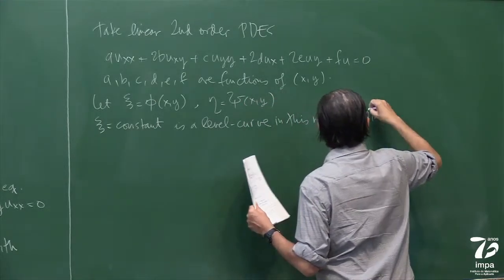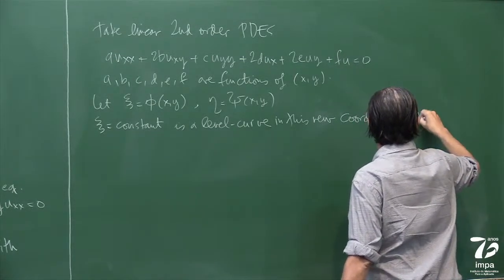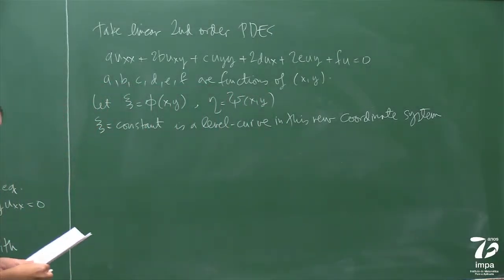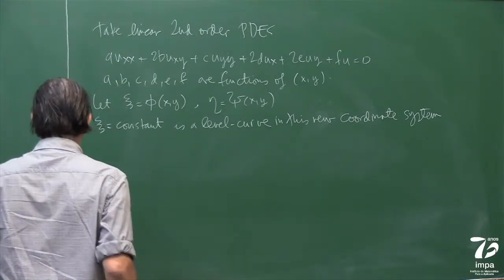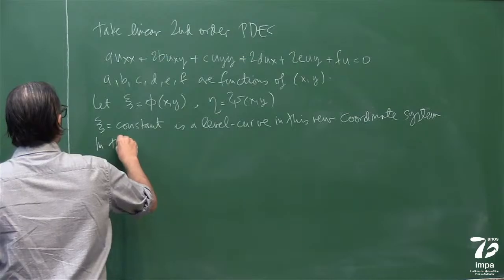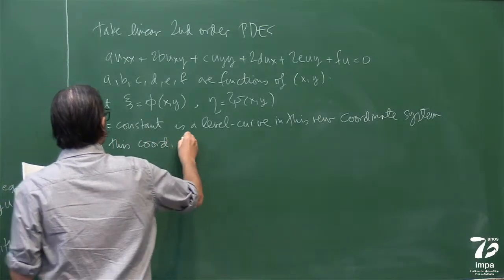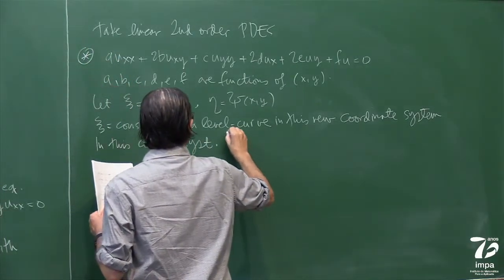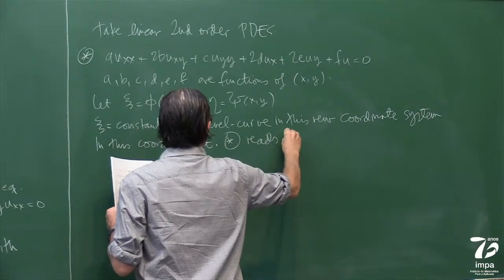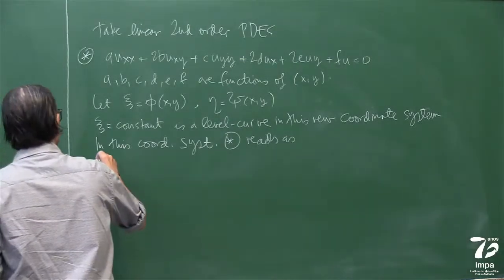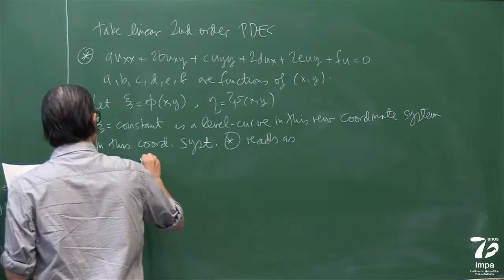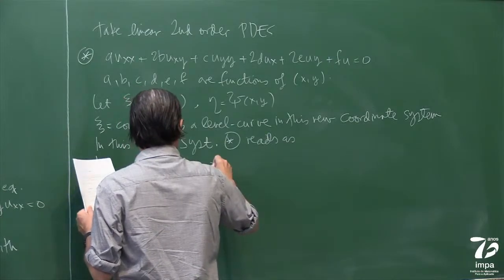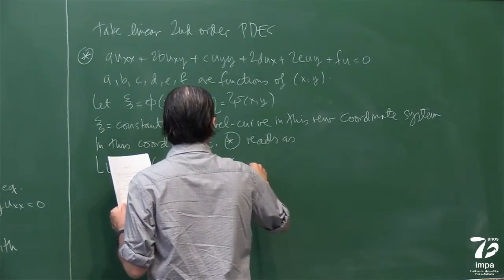So the level curve of this, in this new coordinate system. Right, so a level curve is like a coordinate system. So if we change variables in this coordinate system, the PDE reads as Lu equal to this. I'm going to have some new coefficients, no big deal.